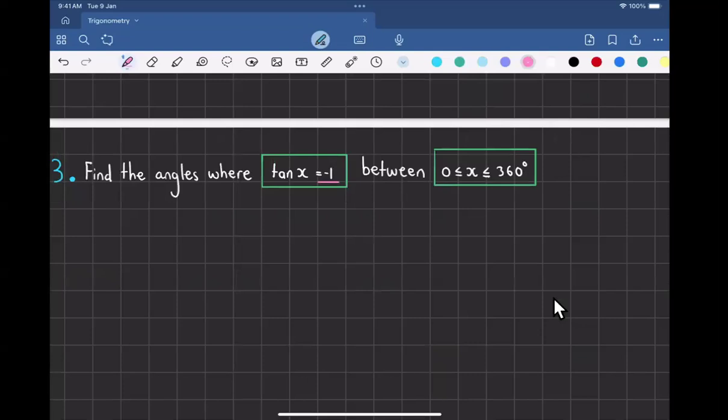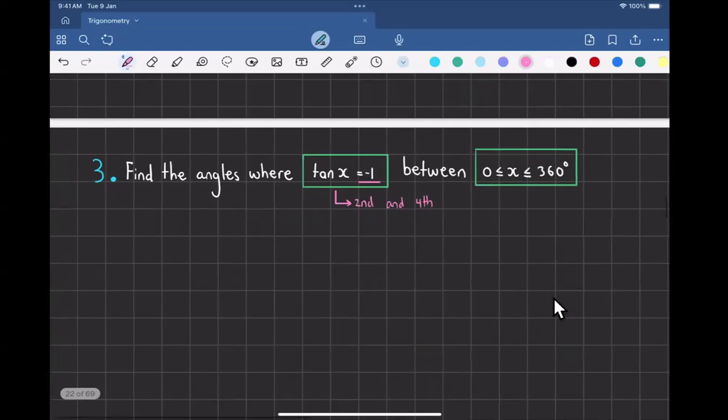So it will be in the second, and don't use the word or, say and. They will be in the second and the fourth quadrant, right? Because it's negative.